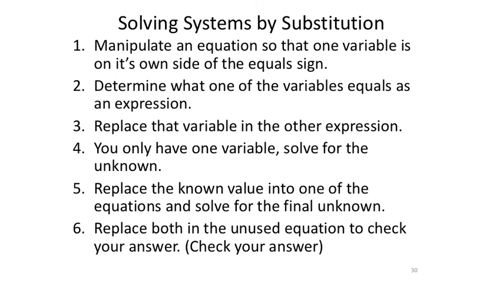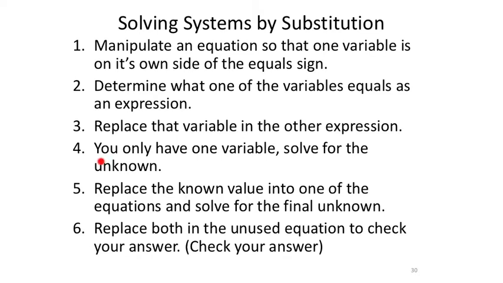So next we have solving a system with substitution. What we're going to do is, if it's needed, we'll manipulate the equation so that one variable is on its own side of the equal sign, and it should have a coefficient that is 1, phantom 1. Then we'll determine what one of the variables equals as an expression, and then we'll replace the variable in the other expression with the one that is given, or the one that we've made.